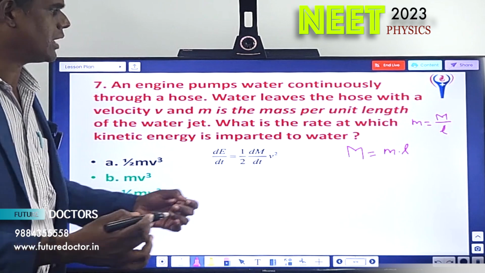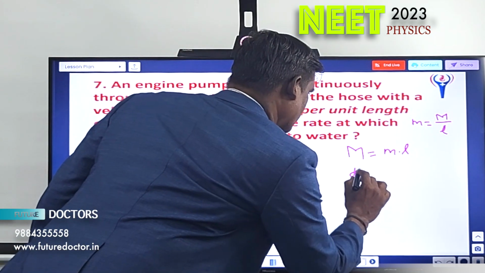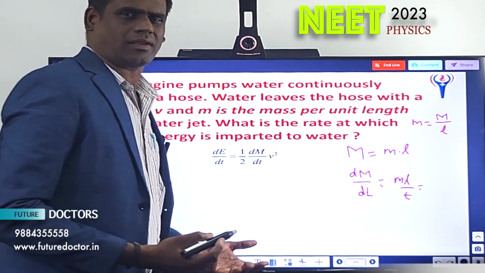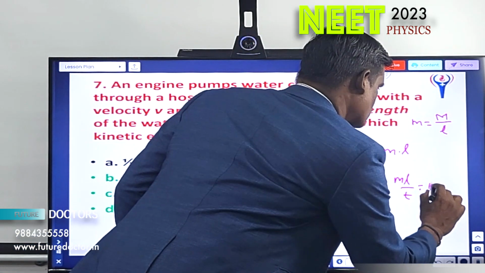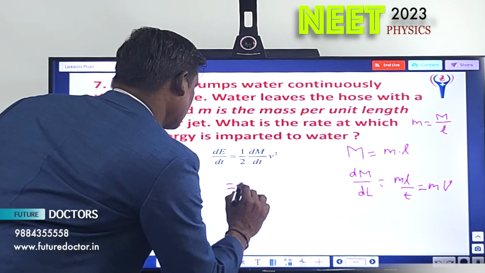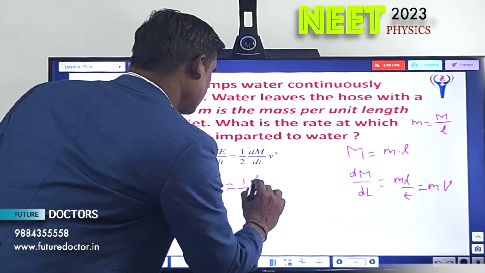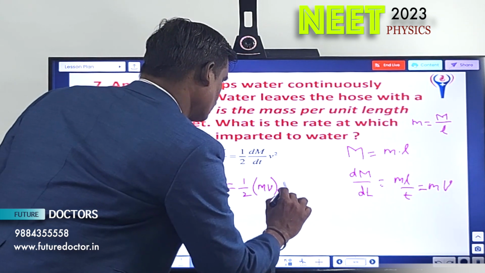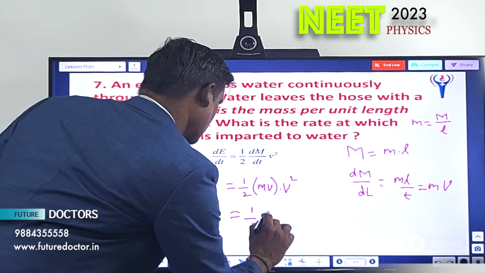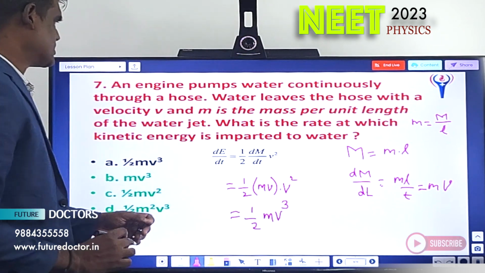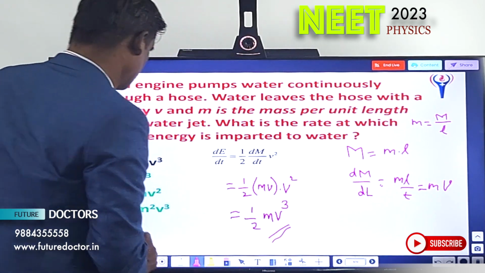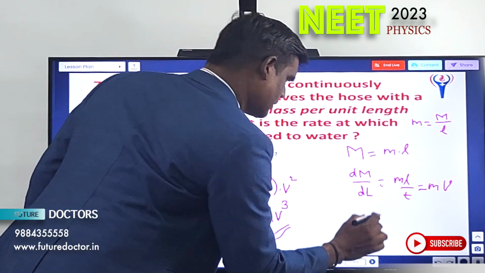So M equals m into L. Then dM by dt equals m L by t. L by t, distance by time, is equal to velocity. So dM by dt equals m into v. Substitute this here: dE by dt equals half into m v into v square. Then the simplification: half into m into v cube. This is the rate of kinetic energy imparted to water, half m v cube. That is option A. Option A is the correct answer.